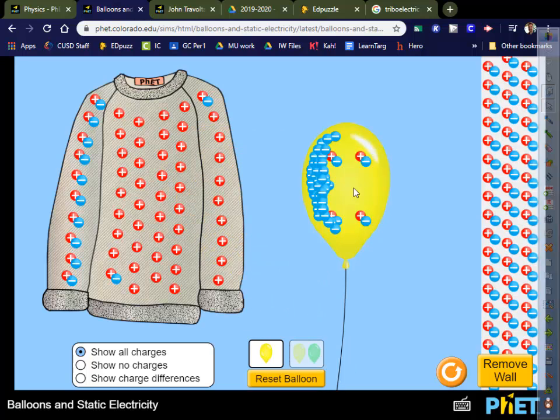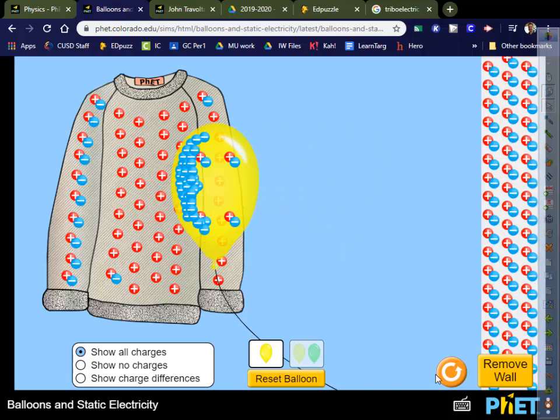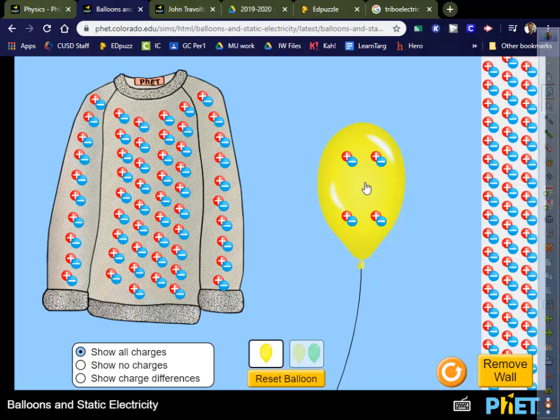I'll kind of give you a preview. What's happening here, when I reset it, is that the material, what the objects are made out of, is important. A balloon is made out of a man-made, plasticky, rubbery material, and a sweater is made out of cotton or wool, and a wall is made out of wall material. So these are 3 different materials. The material is important here in transferring charge from one thing to another.